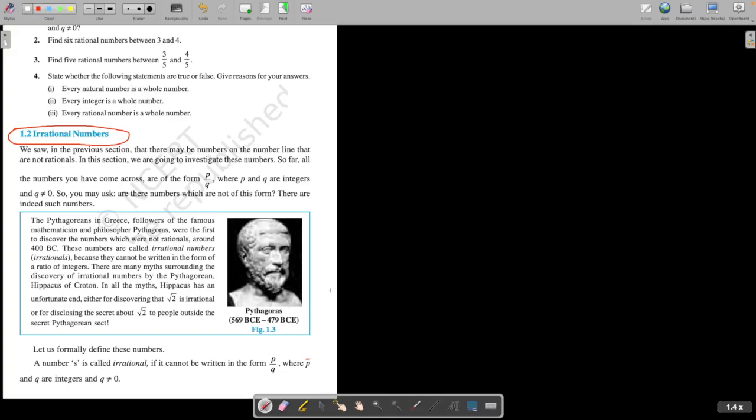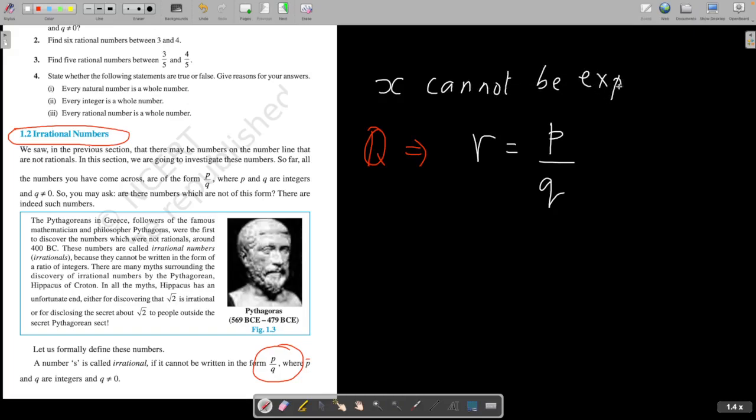Okay, so in other words, a number x is irrational if it cannot be expressed in the form of p by q, because q implies that the number can be expressed as a fraction p by q, and x cannot be expressed as p by q if x is irrational. So it's a fairly straightforward definition.